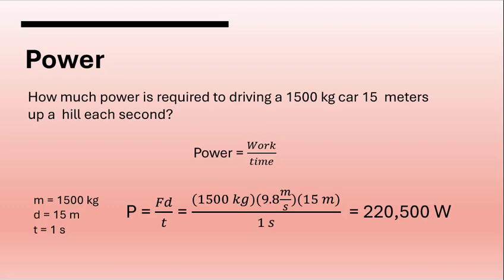So the force is going to be the weight of the car. So we take the mass of the car times the acceleration due to gravity, that's 1,500 kilograms times 9.8 meters per second squared, and multiply that by 15 meters, which is the distance it's going to move. And it's going to do that every second. And so that's going to take 220,500 watts to do that. And if you go through the calculation with horsepower, that ends up being about 300 horsepower.